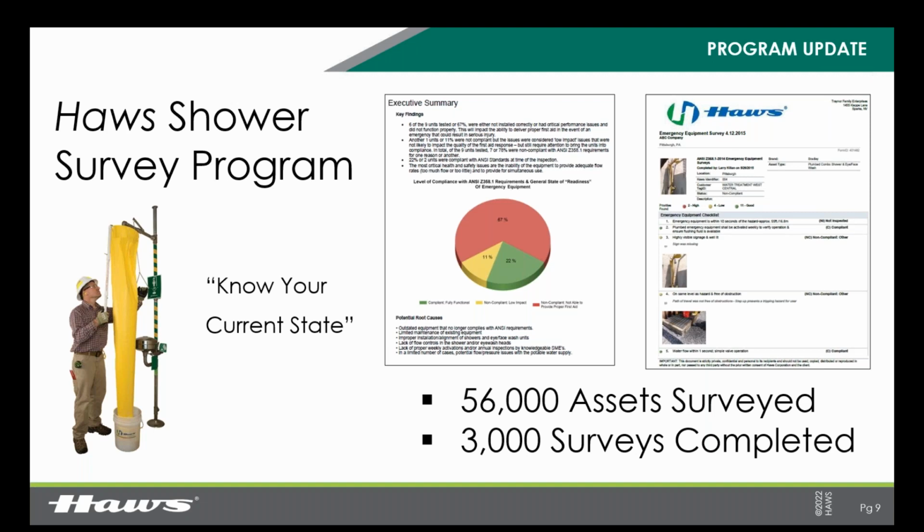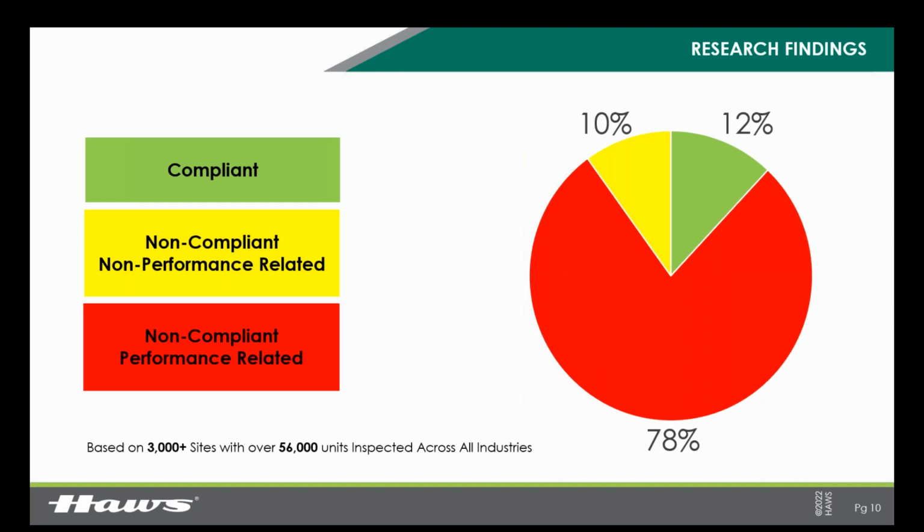Now, this is based on 3,000 surveys, 56,000 assets surveyed. This is a lot of work we've done to get to this point, and this is what compliance really looks like. It's actually closer to a 1 in 5 chance. 12% compliance across the board that we've been able to find. 12% fully adhering to the Z358.1 standard, functioning correctly, signage in place, dust covers in place, everything measured out and working correctly.